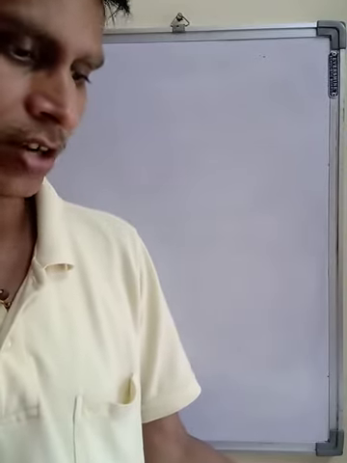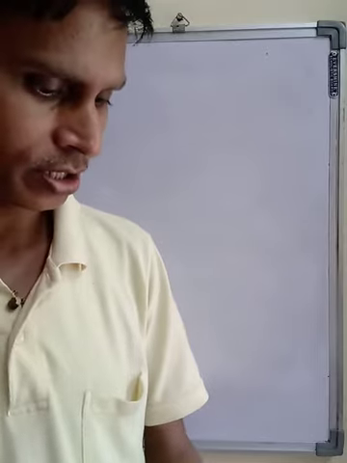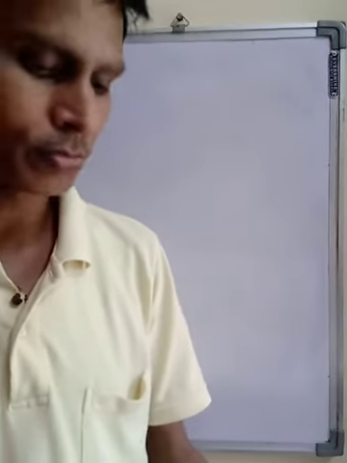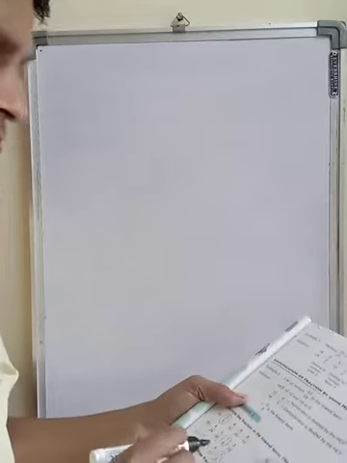This is based on definitions of fractional numbers. Day before yesterday we have seen the definition of fractional numbers. Today's question is based on that. Worksheet 1, question number 1. It is given: encircle the fraction in its lowest term.